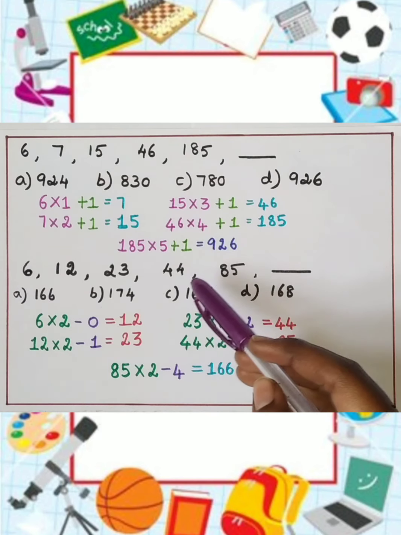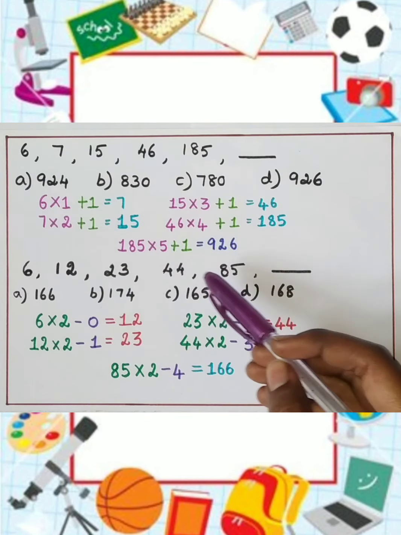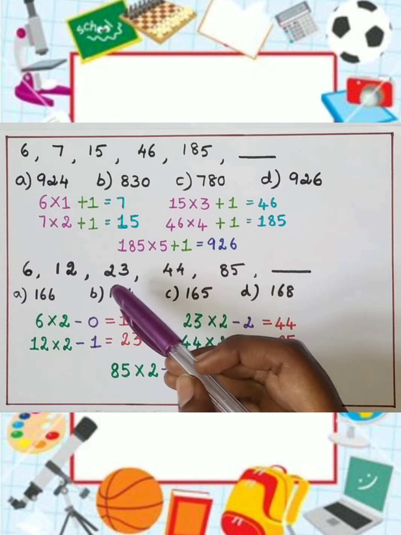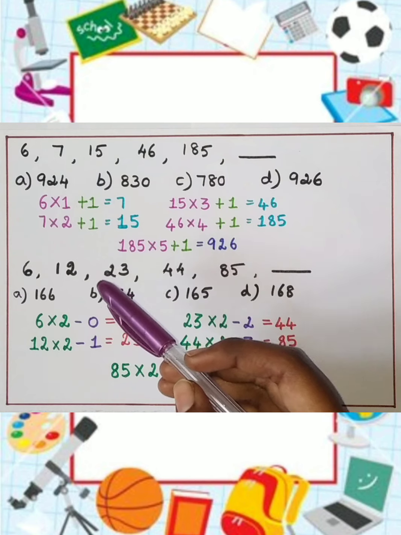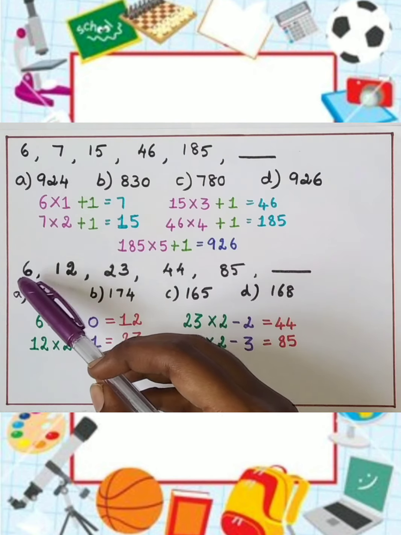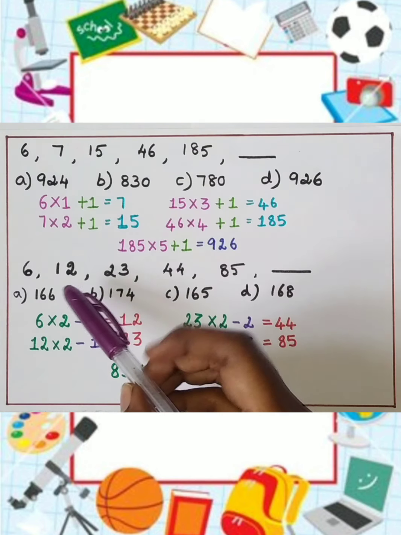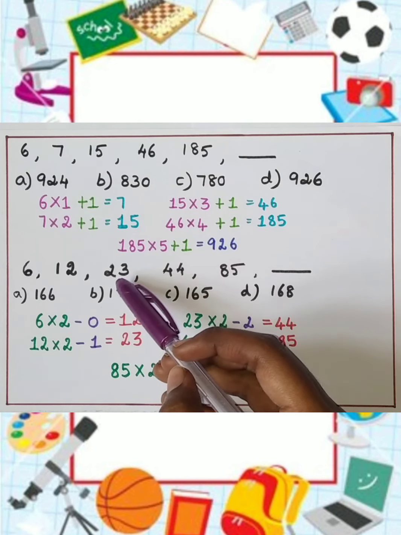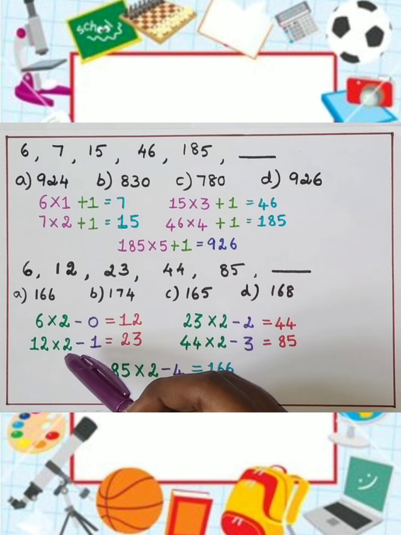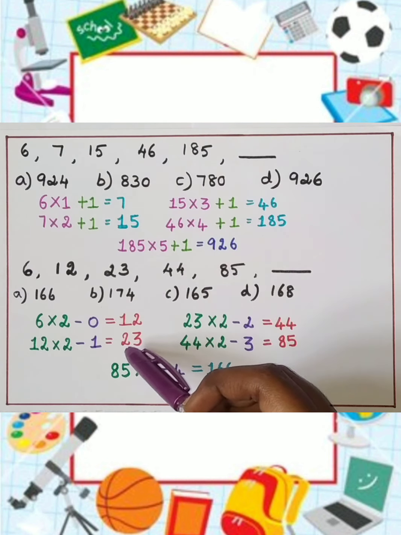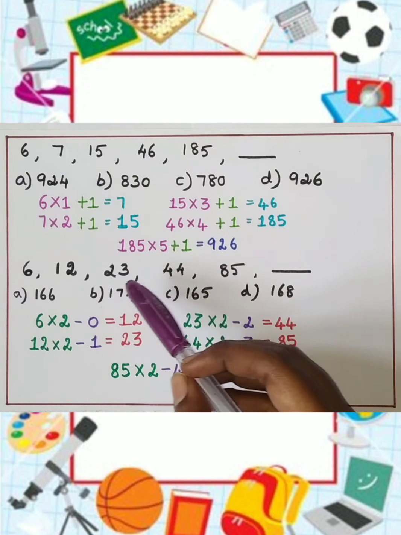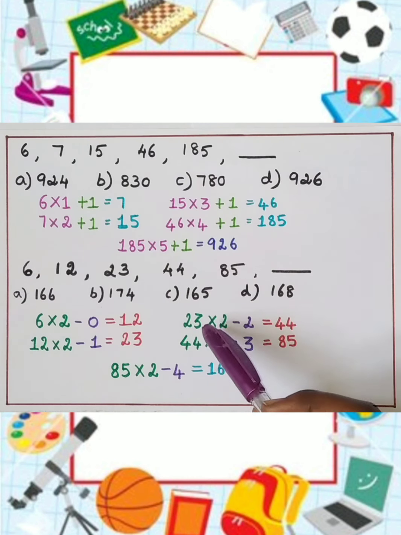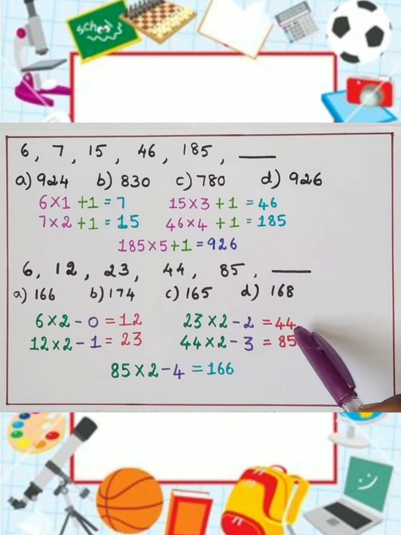Observing this number series, we see that the numbers are in ascending order and each number is nearly twice its previous number. So with this idea, let's try to solve the problem. We know 6 into 2 gives us 12. 12 into 2 gives us 24, but here we have got 23, so that will mean 12 into 2 minus 1 is equal to 23. So 23 into 2 is 46, but here the next number is 44, so that will mean 23 into 2 minus 2 gives us 44.